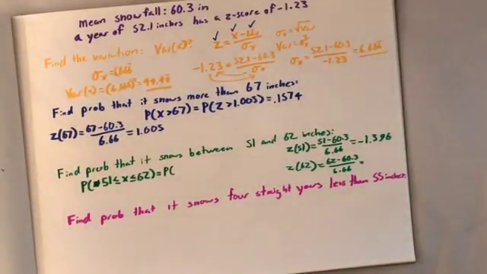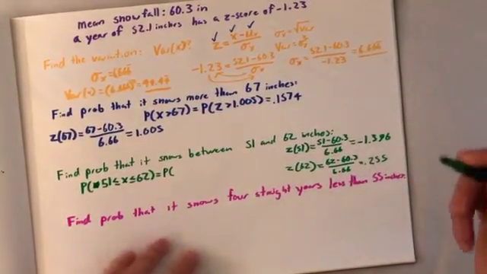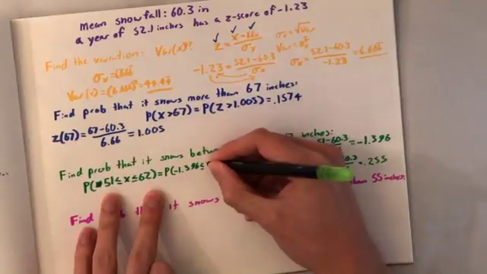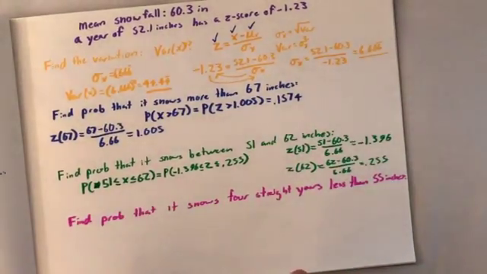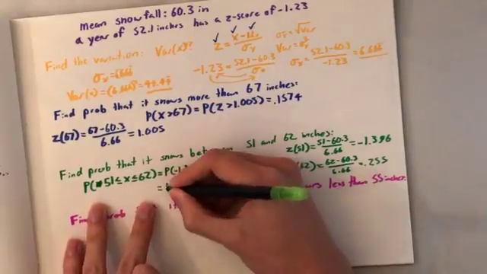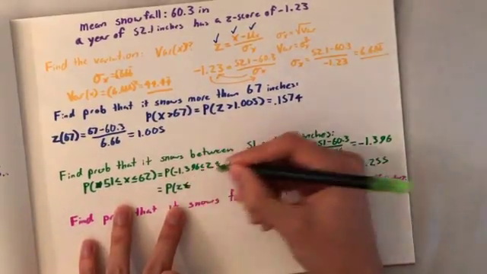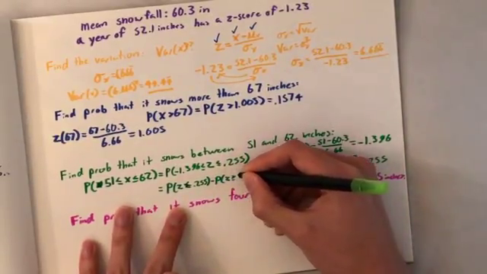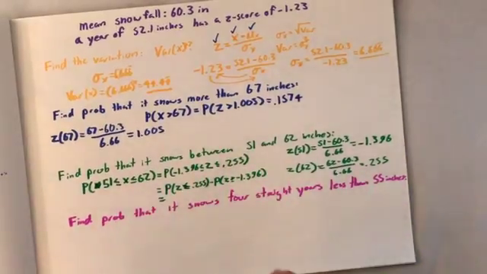That's going to be 1.7 divided by 6.66, which is just 0.255. So now we have our lower bound for our z's is negative 1.396. We want our z to be greater than that, but less than this 0.255 that we found. And again, if you want to break it up, this is equal to the probability that z is less than or equal to 0.255 minus the probability that z is less than or equal to negative 1.396.